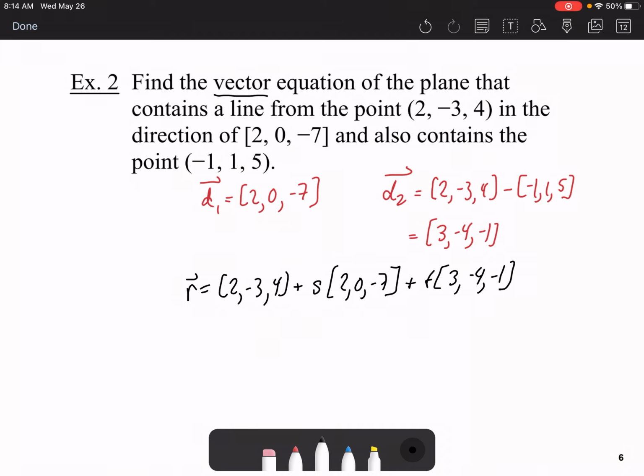In our next lesson, we will see how to actually change vector or parametric equations into scalar equations. And thus concludes this lesson.